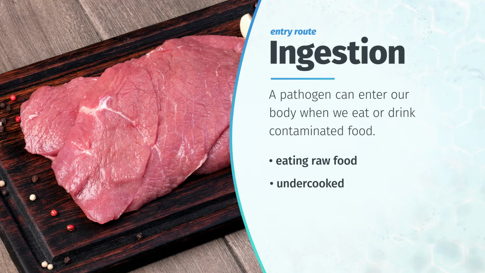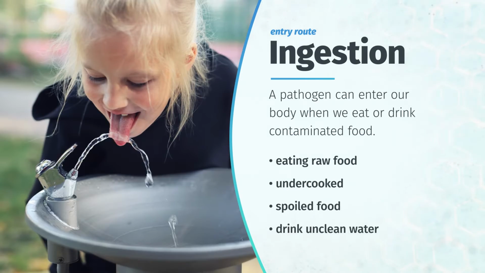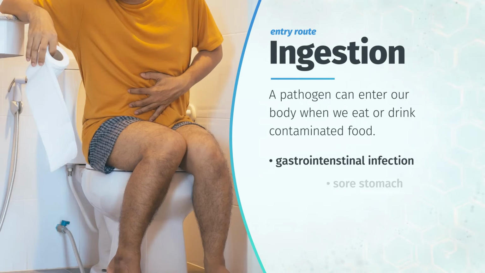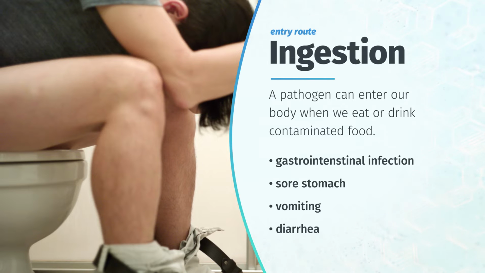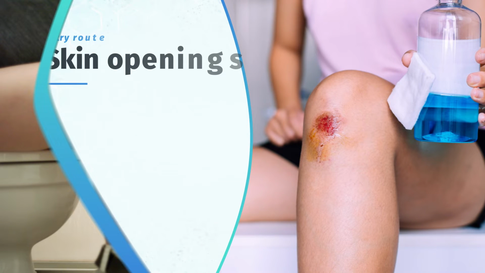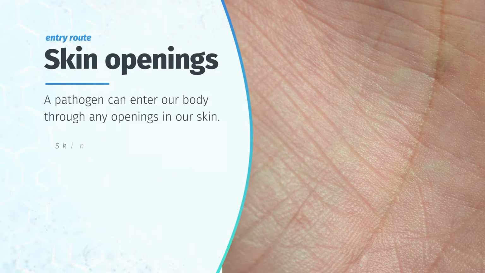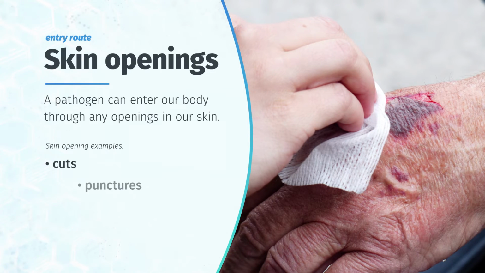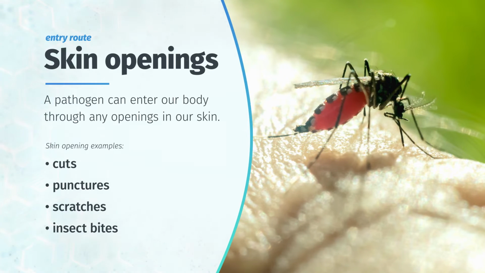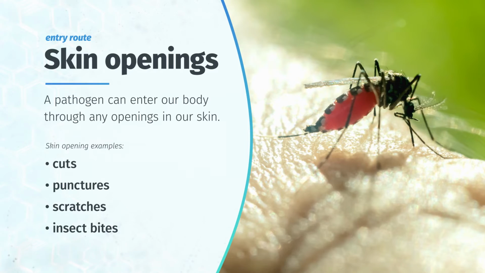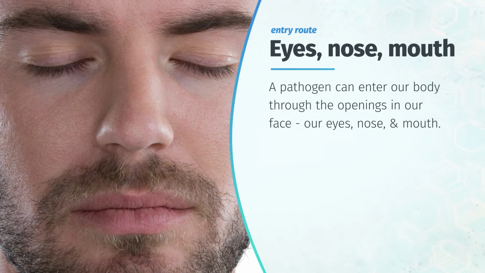Another route is through ingestion, which comes from consuming contaminated food or drink. For example, if you eat raw, undercooked, spoiled food, or drink unclean water, you may become sick. This can lead to symptoms of gastrointestinal infection, which include sore stomach, vomiting, diarrhea, etc. A third route pathogens enter is through skin openings. Our skin is usually an excellent barrier to block infections. However, if the skin is opened by cuts, punctures, scratches, or insect bites, such as mosquitoes, a pathogen can enter your body.